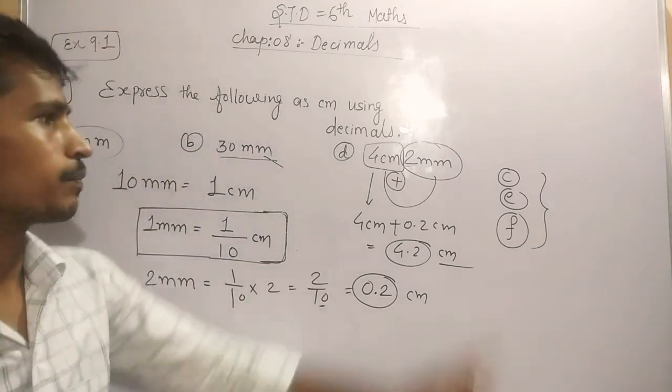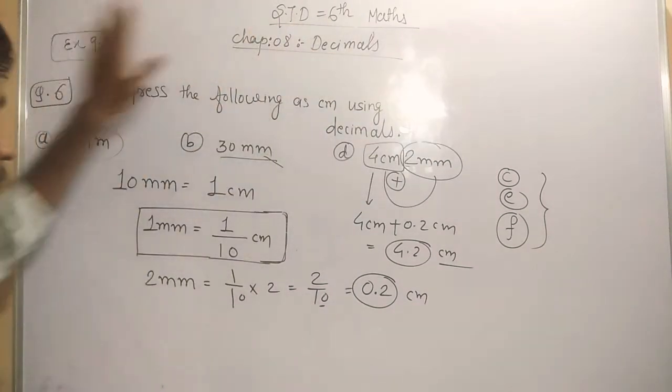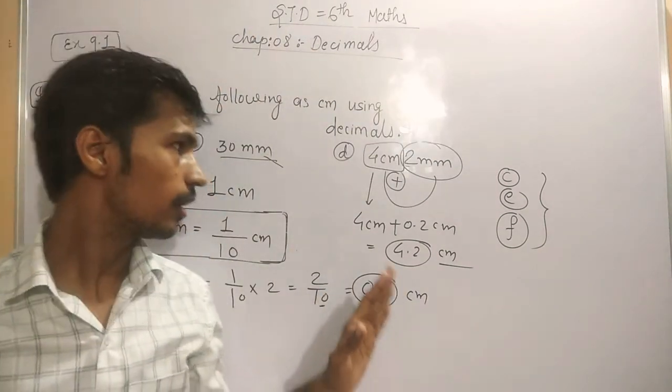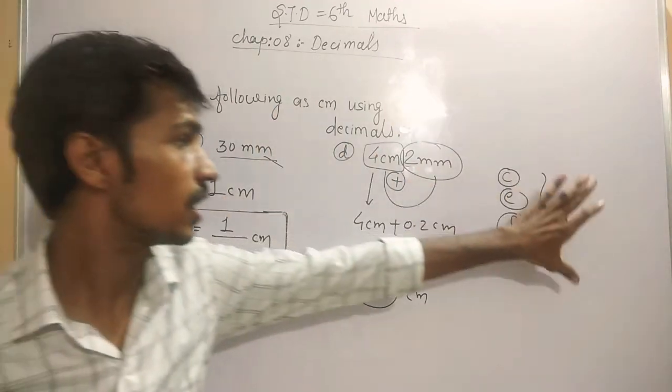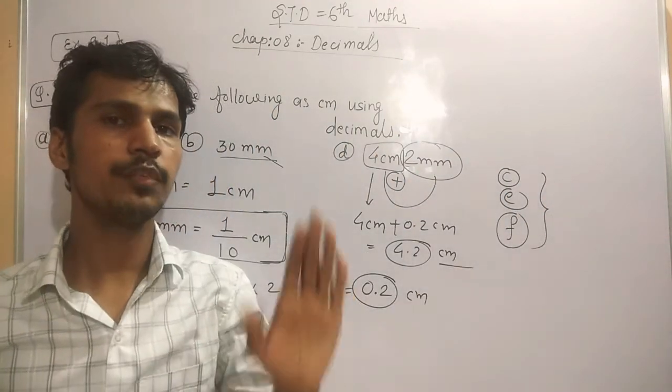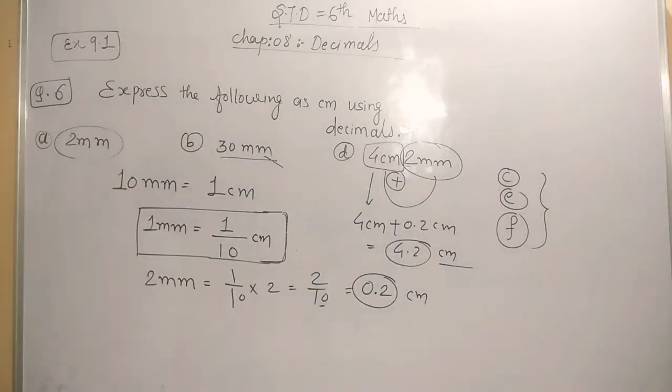And students, sums C, E, F are similar to these 3 sums. This formula will be useful in these 3 sums. I am giving them to you, solve them by yourself. Let us see the next sum.